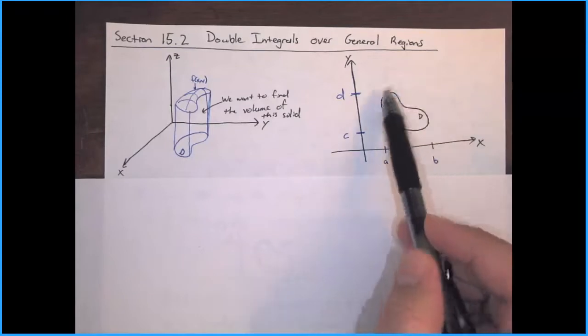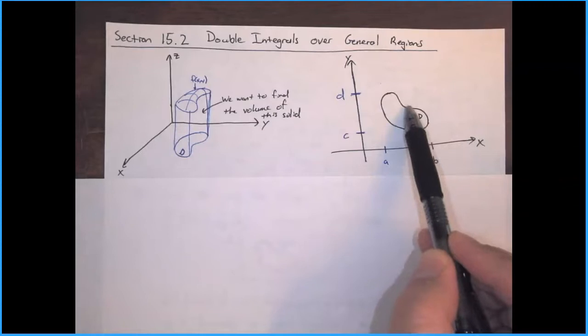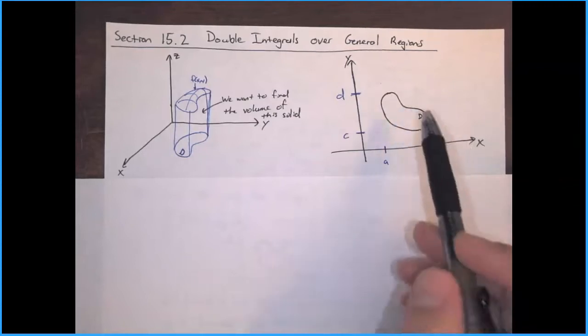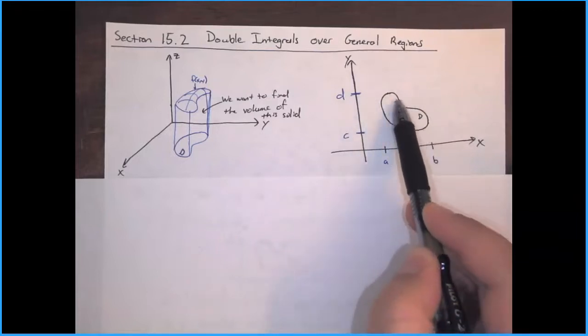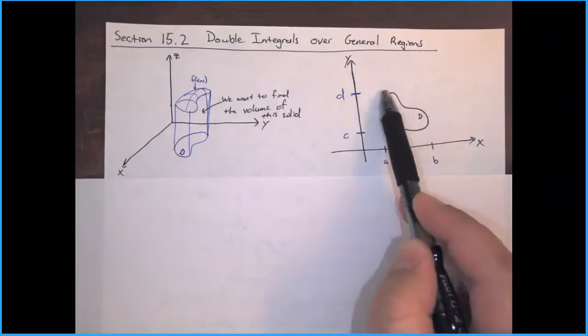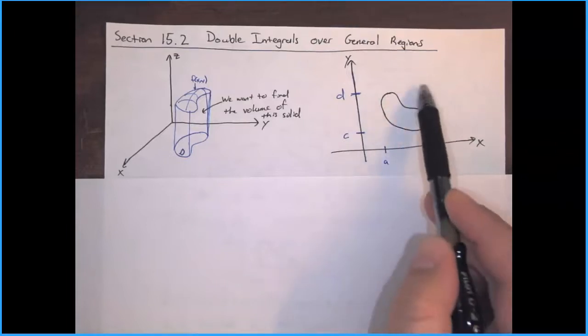But now we don't want the entire rectangle. We just want this region inside the rectangle. So we need to come up with other ways than just integrating between numbers. We need to come up with a way of describing the boundary of this region so that we only integrate here and not over a rectangle.